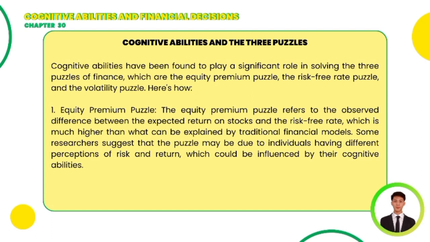Some research suggests that the puzzle may be due to individuals having different perceptions of risk and returns, which could be influenced by their cognitive abilities. For example, individuals who are overconfident may be more likely to invest in stocks, leading to higher returns, but also higher risk.